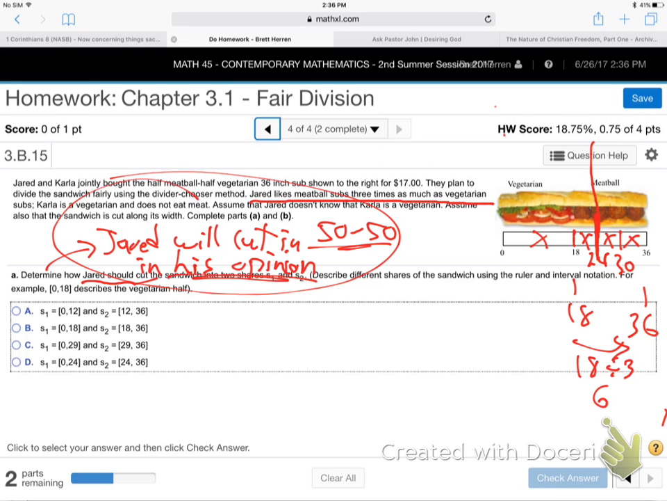All right, that's probably enough, huh? You guys are thinking, we want the test, Mr. Heron.